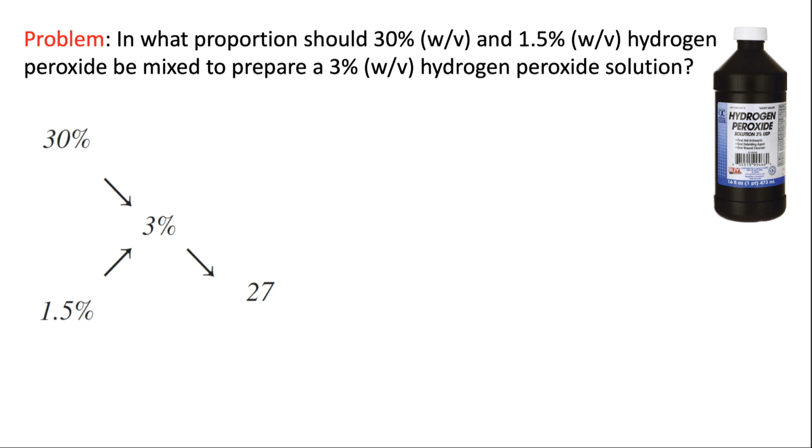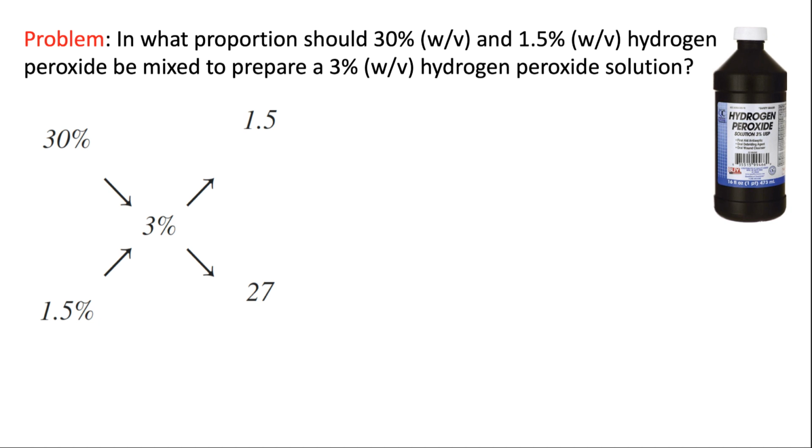Now let's do the same sort of thing for the 1.5%. Let's follow our arrows up from lower left up to the upper right. Let's take our 3%, subtract our 1.5%. The difference between those two is 1.5. Follow the arrows up, so we write the 1.5 directly across from the 30%.